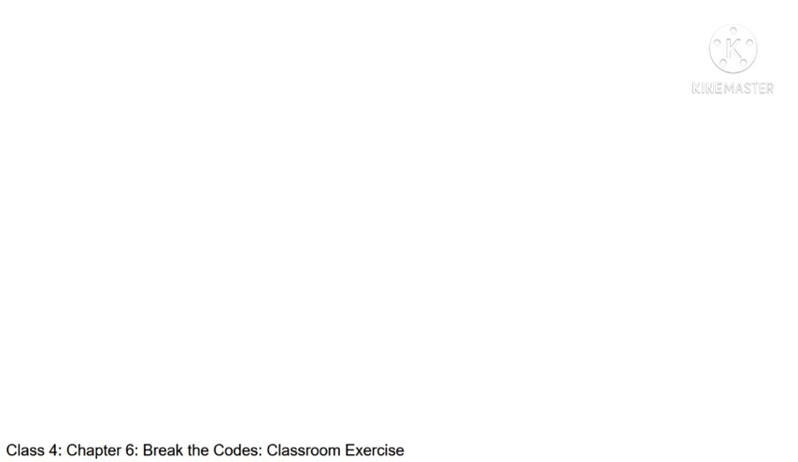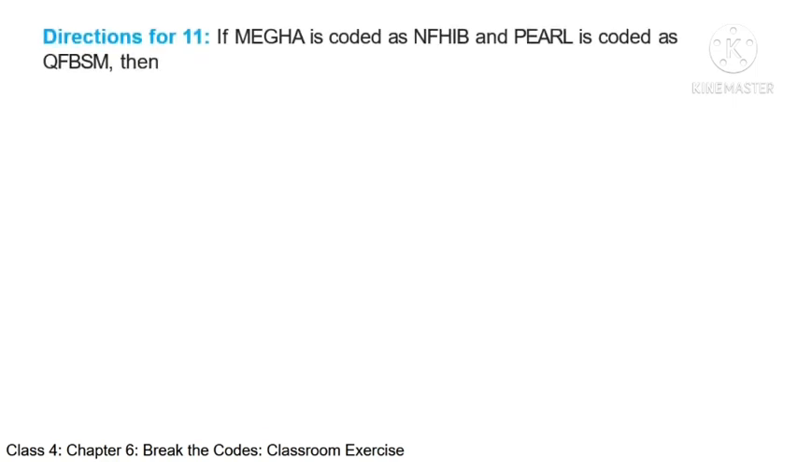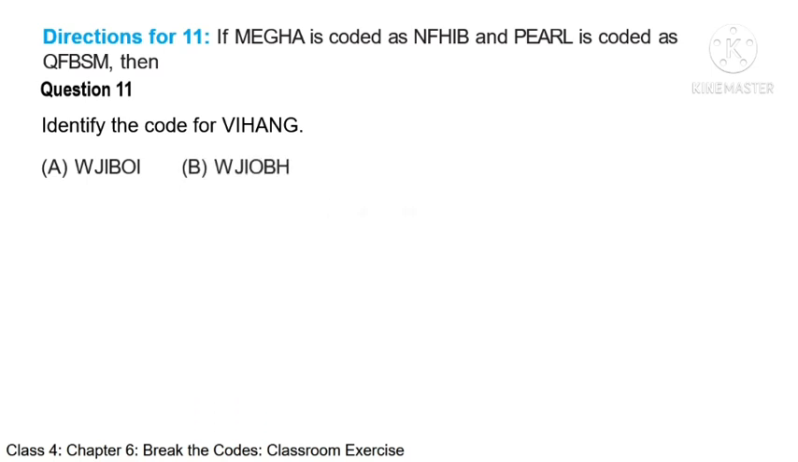Hi students, now let us go through the classroom exercise to understand this chapter better. In this question, if Megha is coded as NFHIB and Pearl is coded as QFBSM, then identify the code for Vihang. We have options A, B, C, and D.